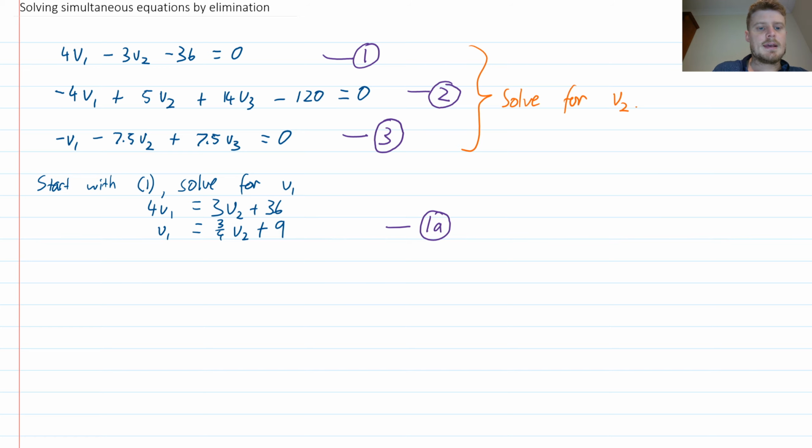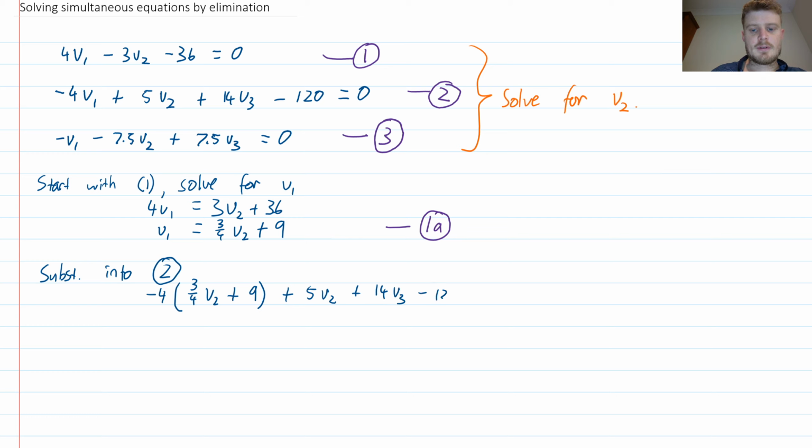So my next step is to substitute this into the other equations. So I'm going to substitute it first into equation number 2, and then I will later substitute it into equation number 3. So in particular, what I will get when I do that is I have minus 4 times v1. Now v1 I've just solved is 3/4 v2 plus 9. And then the rest of my equation 2. So that is 5 v2 plus 14 v3 minus 120 is equal to 0.